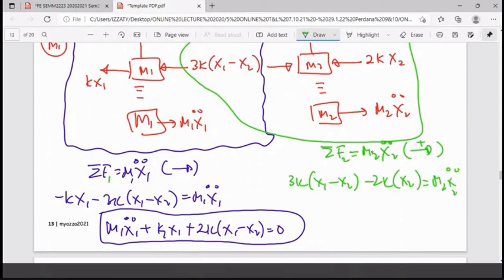Isn't it? So you have M2 X2 double dot plus 2K X2 minus 3K times X1 minus X2 equal to 0. Another equation.